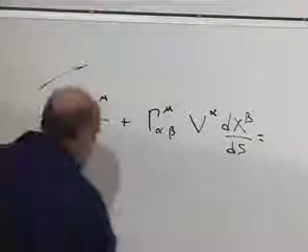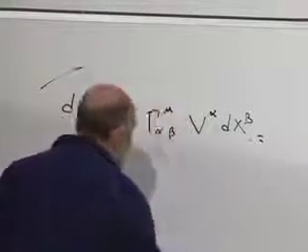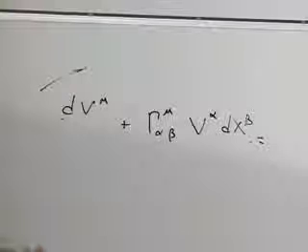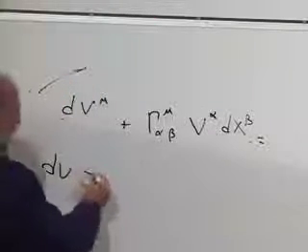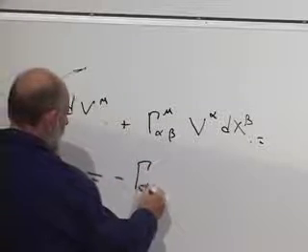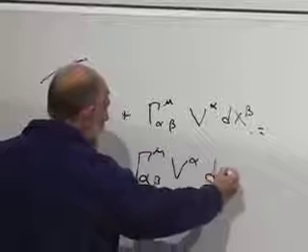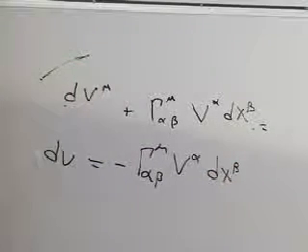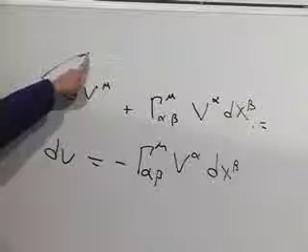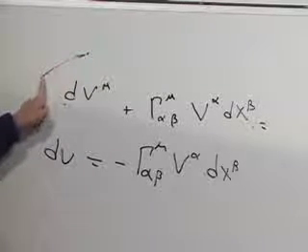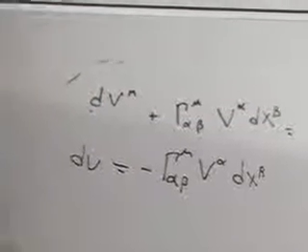I don't need the ds here. The ds is not playing any role. Just divide through by it. What it says is that the change in the vector v going from here to here is equal to minus gamma mu alpha beta v alpha dx beta. That's the formula for the change of the vector in going from here to here. Now, what do you think the change in the vector would be if I parallel transported it to here and then parallel transported it right back?